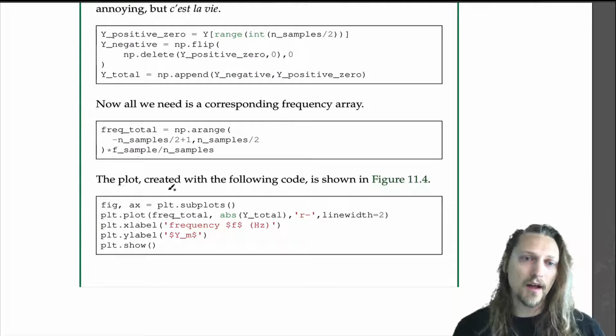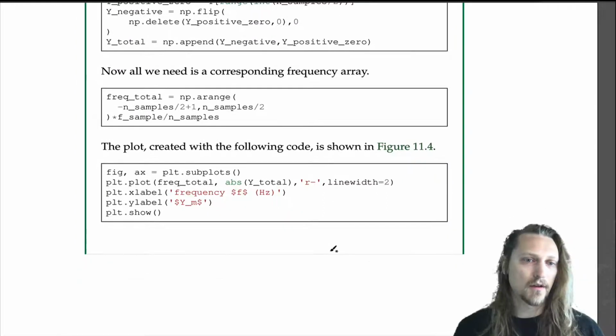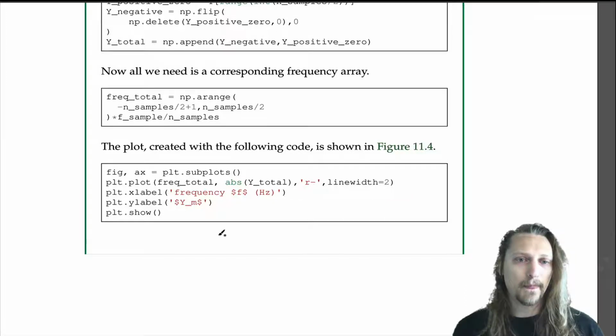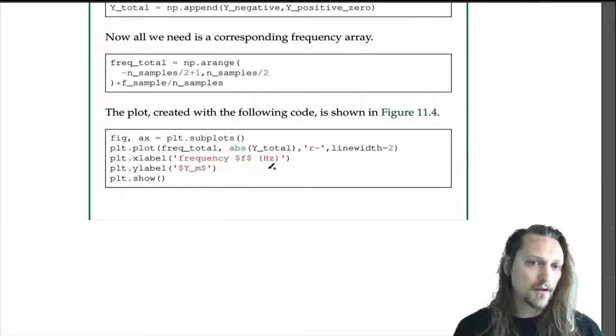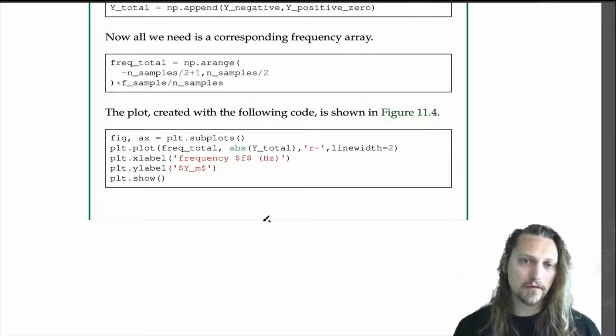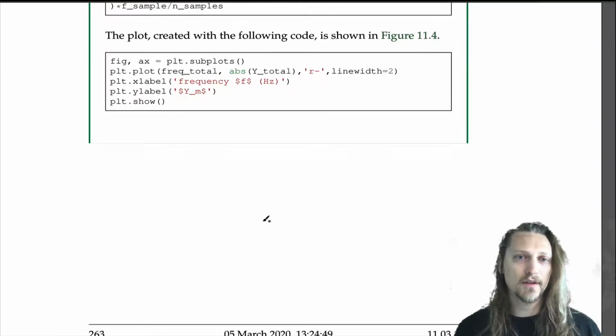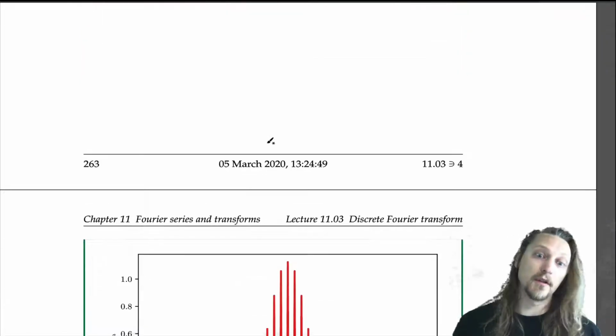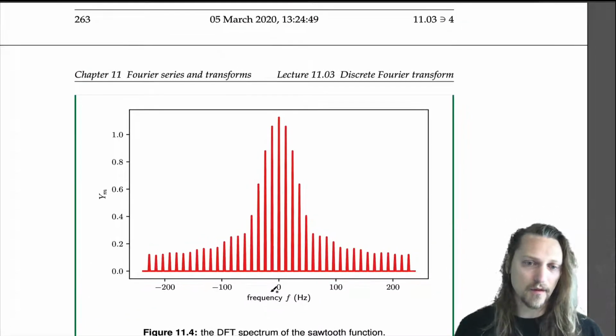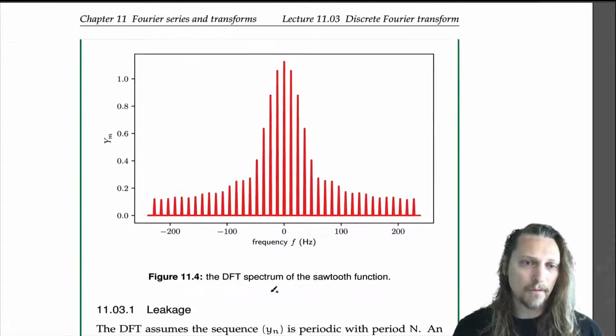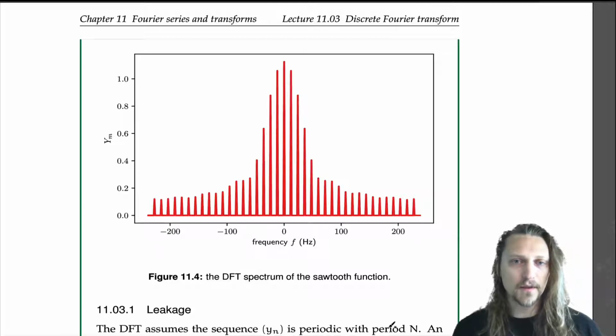Then the plot created with the following code is shown in 11.14. So once again, we'll plot it. In this case, we're just going to do the magnitude spectrum. We could do the magnitude and phase spectra. We could do the real and imaginary spectra, but in this case, we went with the magnitude spectrum. And this is the spectrum that we get, negative and positive frequencies.